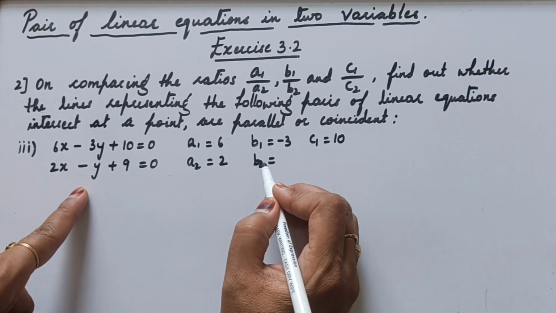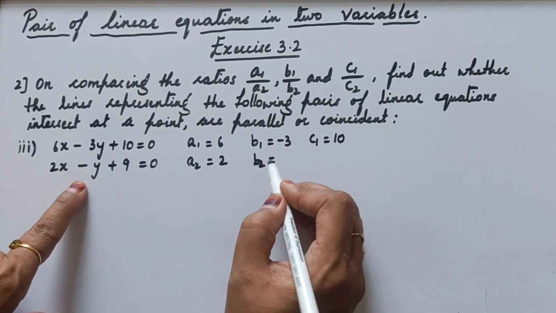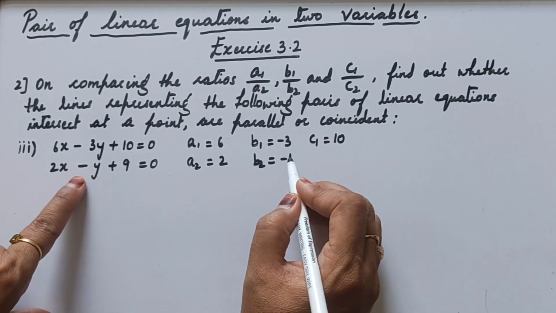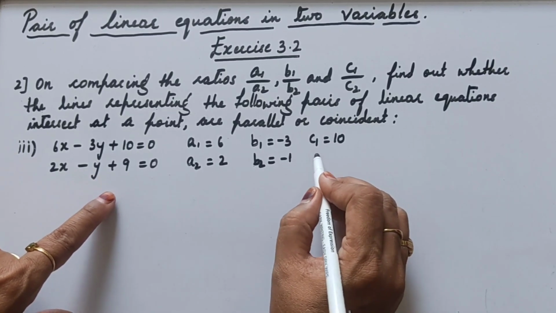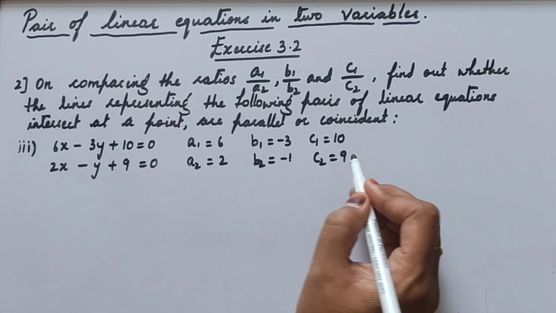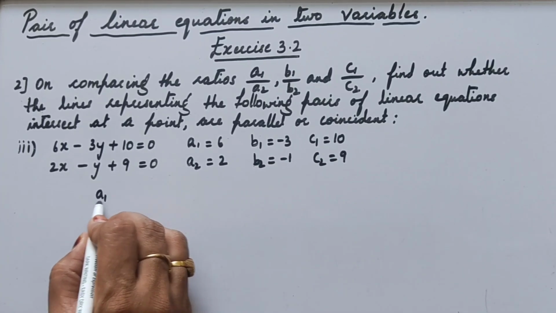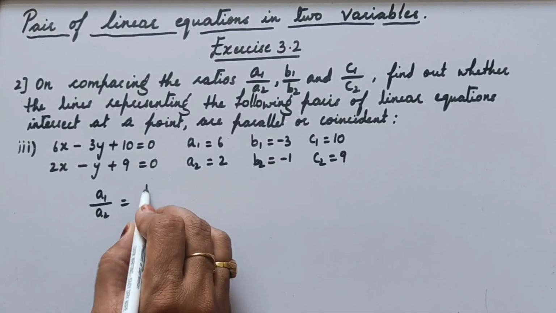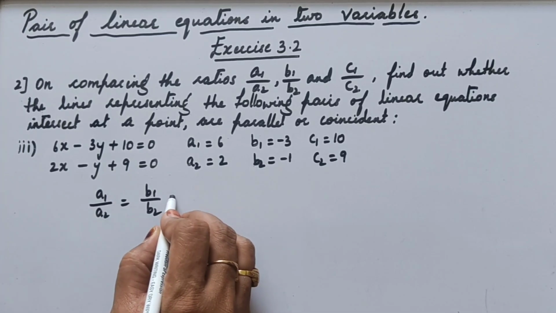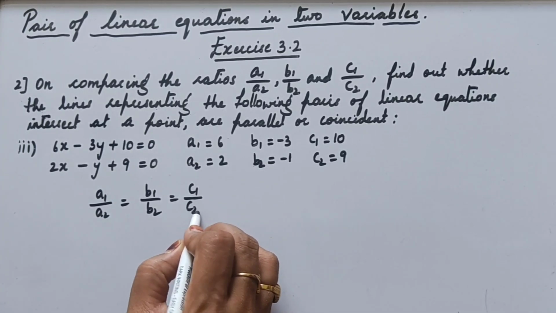So here you can observe that we don't have any number. That means it is 1. Okay, as it is negative, we say -1. Now C2 will be 9. Now let's compare here. A1 upon A2 equal to B1 upon B2 equal to C1 upon C2.